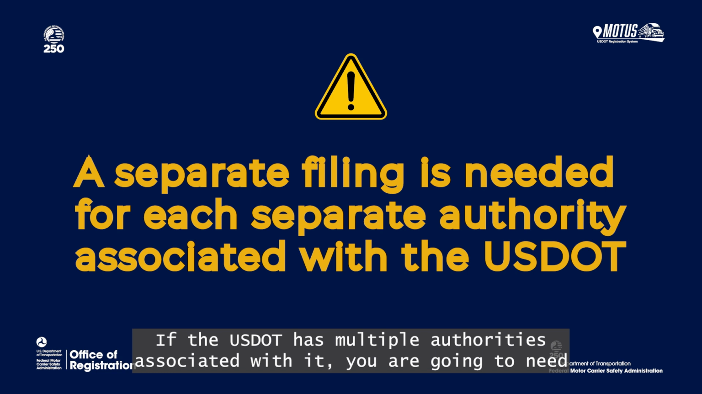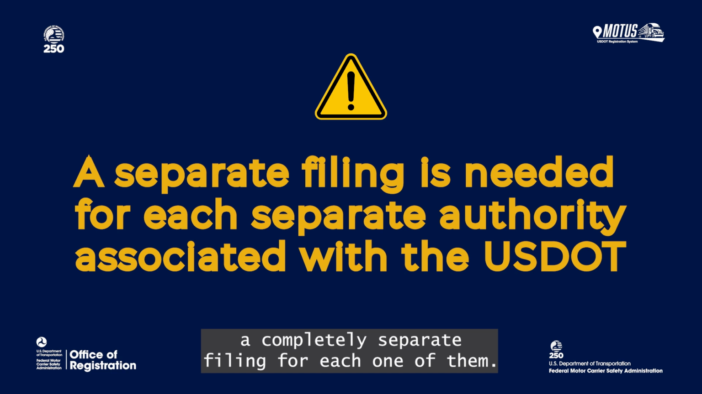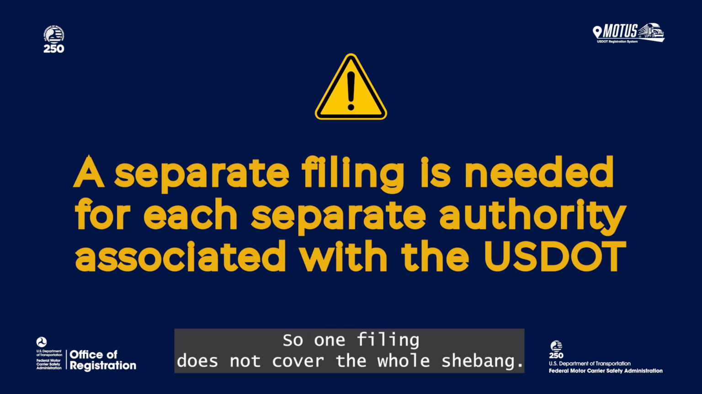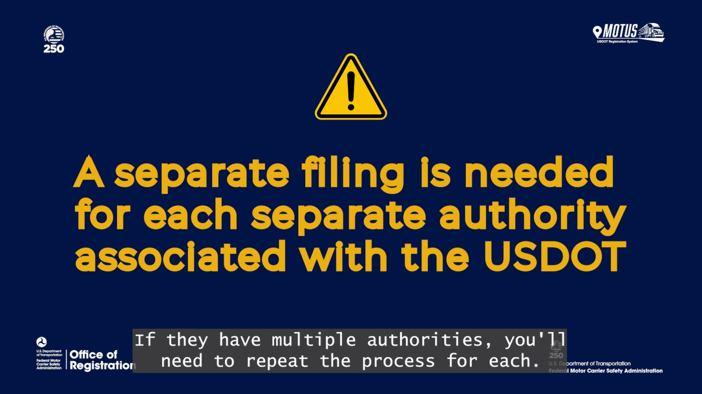Now, quick pause, because this is a really important thing to keep in mind. If the USDOT has multiple authorities associated with it, you are going to need a completely separate filing for each one of them. So one filing does not cover the whole shebang if they have multiple authorities. You'll need to repeat the process for each.